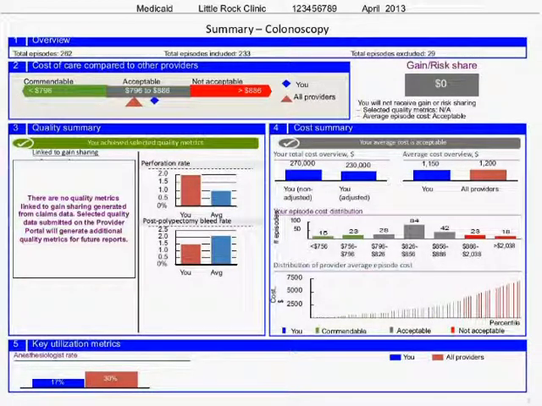The colonoscopy reports will be published on or before July 31st and are available to view on AHAN.